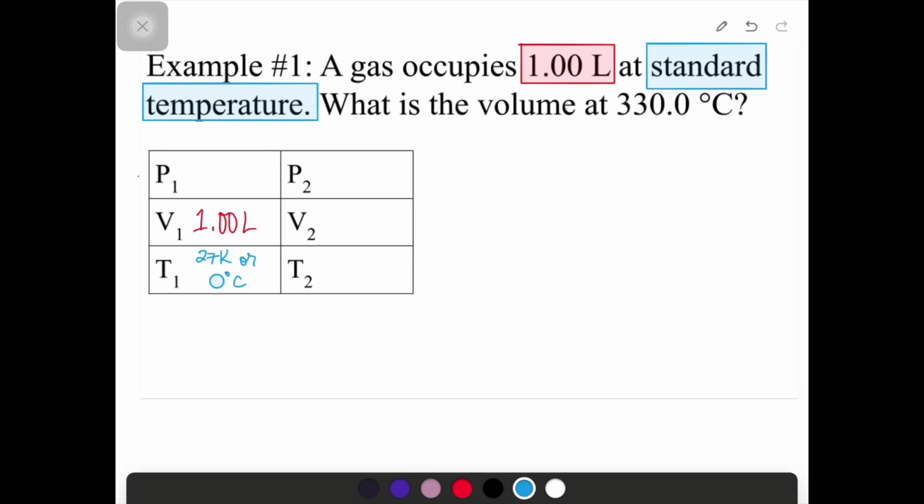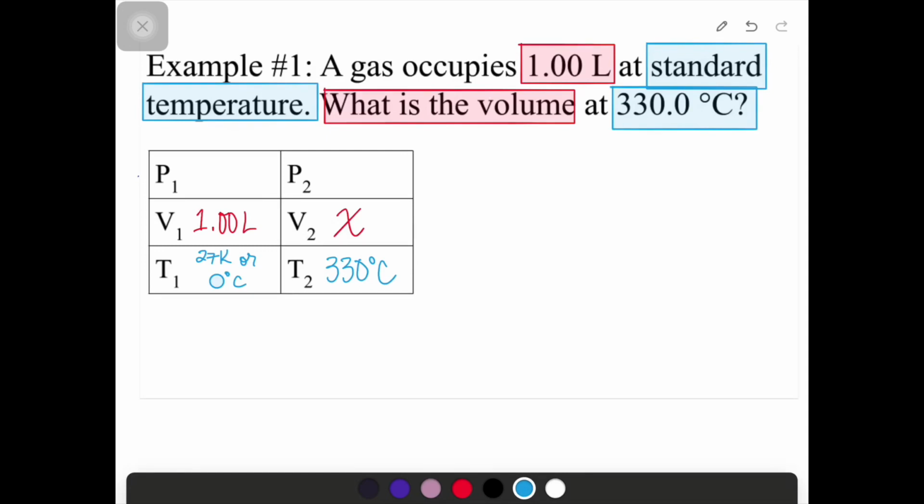All right, what is the volume? Anytime a question says what is the, that's what you're looking for. So that's going to be your X. Okay, at 330 degrees Celsius. Okay, so that's my second temperature.